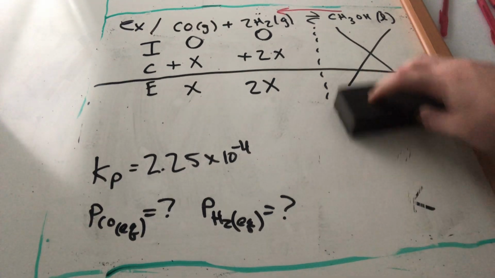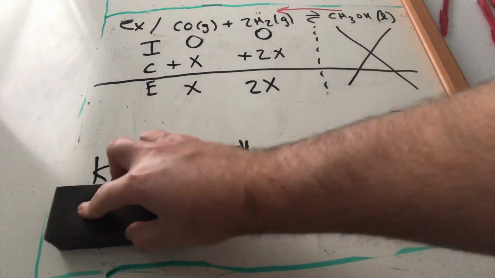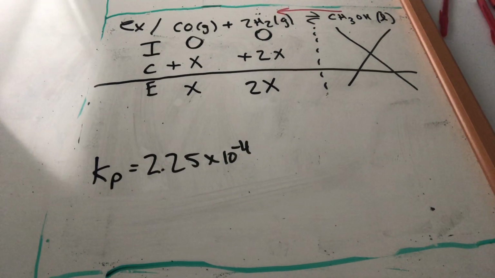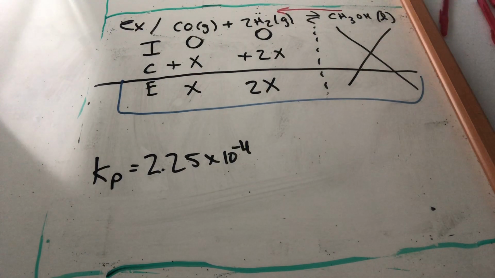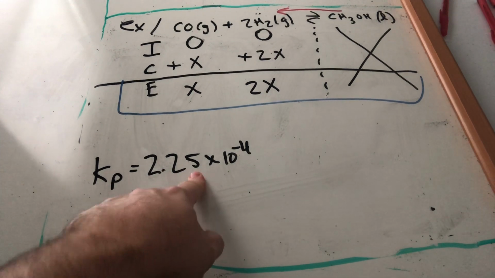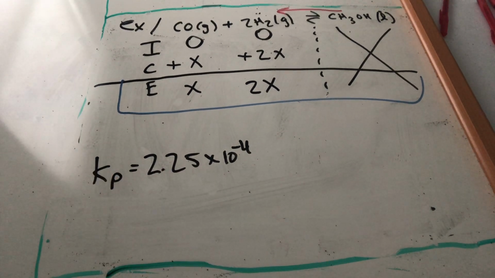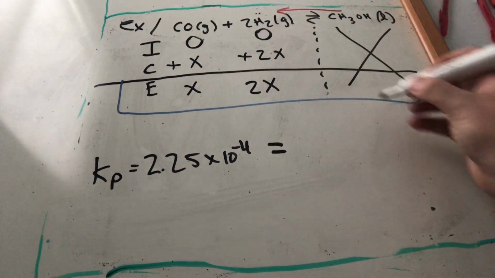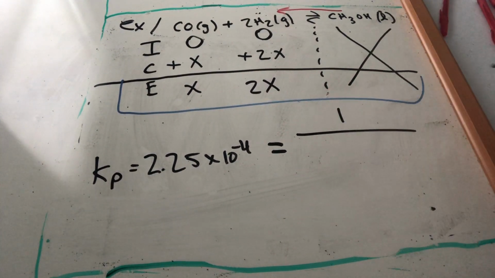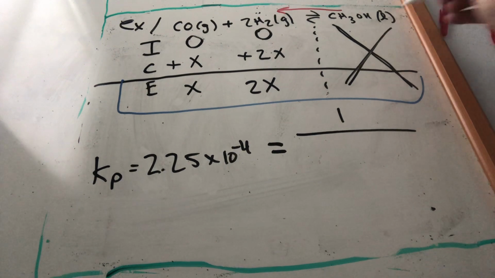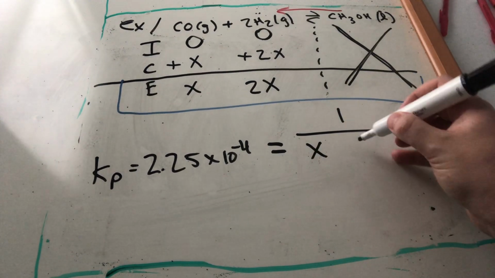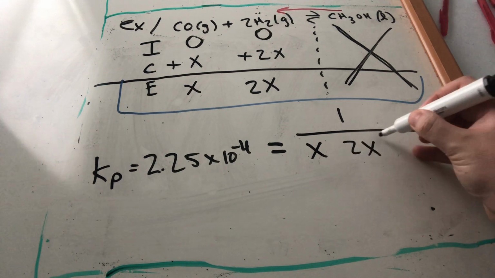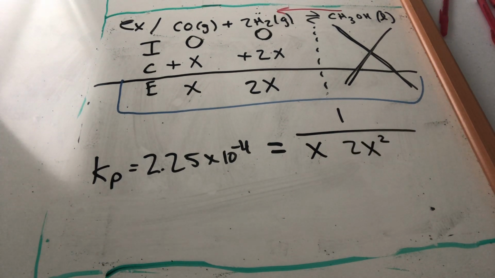You guys absolutely can solve this. Because once you fill out the E portion of the ice table, and again, the CH3OH isn't going to matter, you can make an expression with this K. So K is going to be equal to 1 over, oh yeah, big X, that's why we put it there, x times 2x squared. I'm going to stop here because I made a mistake.